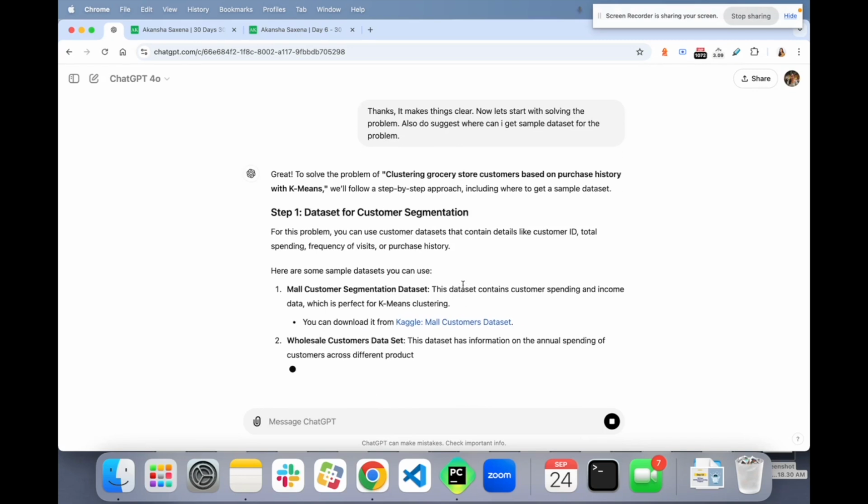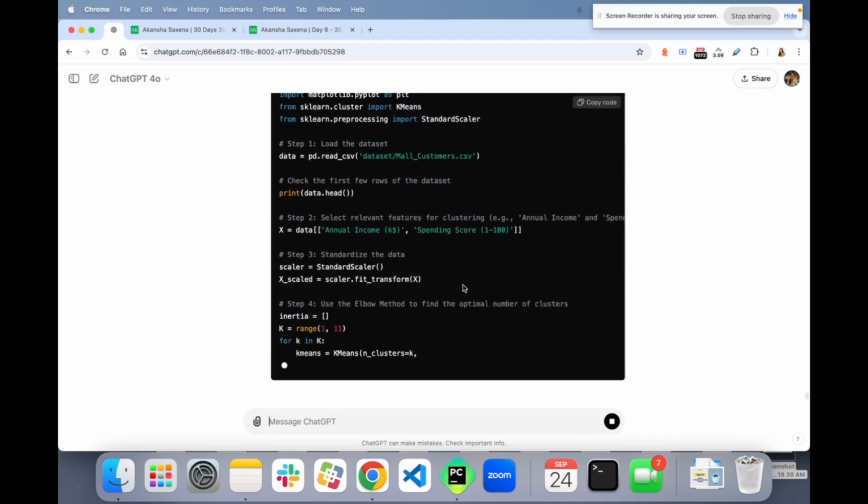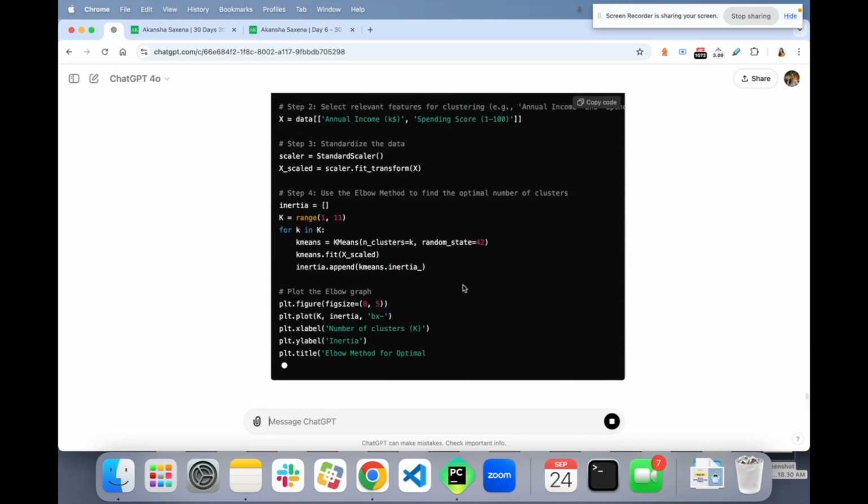Meanwhile, it is generating the response. Let me go and turn on the fan because it is hot here.